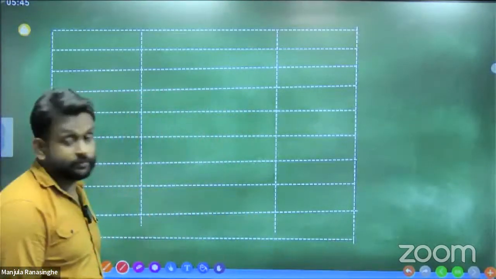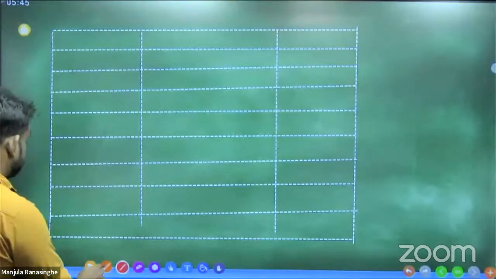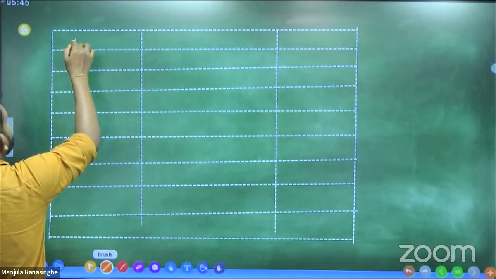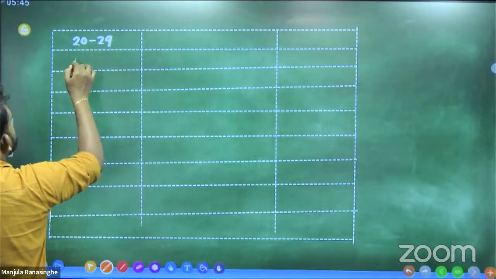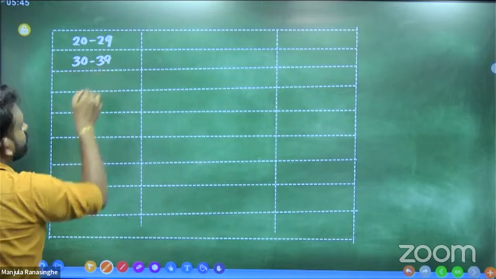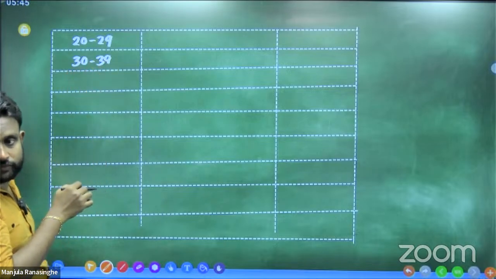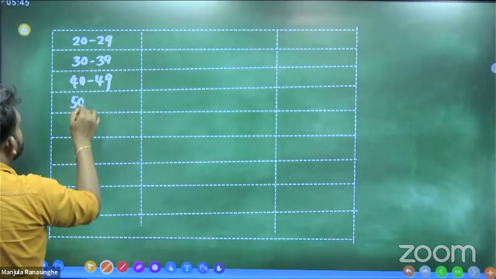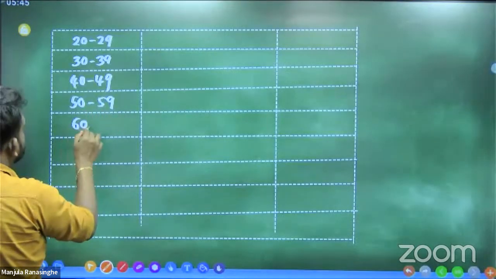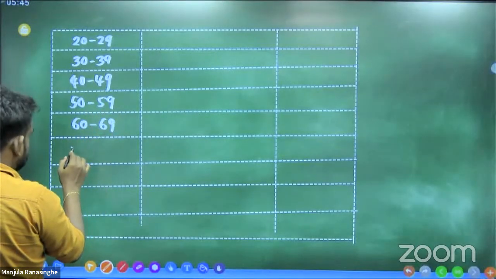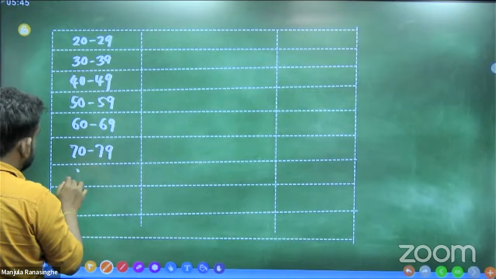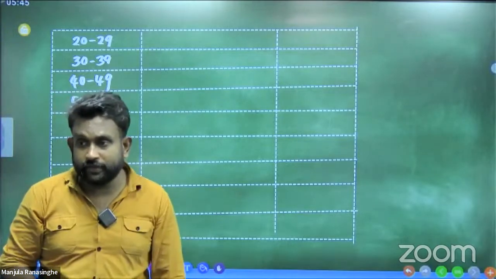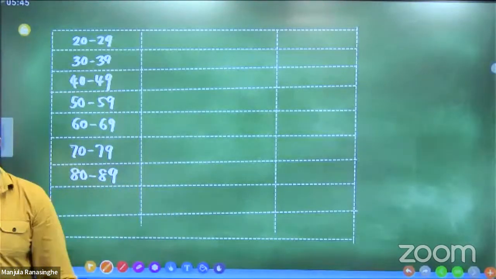Right, let's put this into the table. Tell me where we start: 20 to 29. So the class intervals are 20 to 29, then 30 to 39, likewise running, right? 40 to 49, 50 to 59, 60 to 69, then 70 to 79, then 80 to 89. Is that sufficient after 80? Yes, that is the ending.